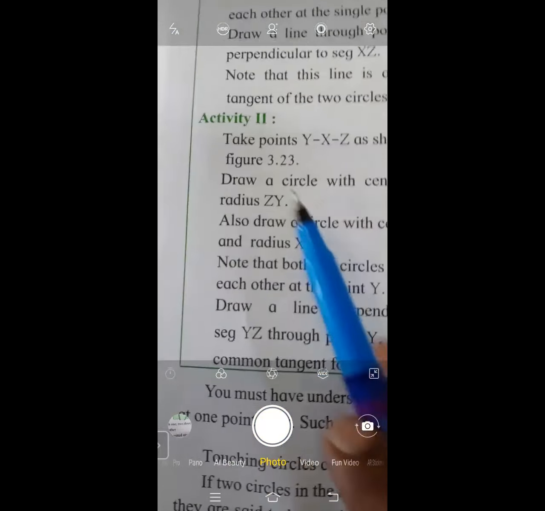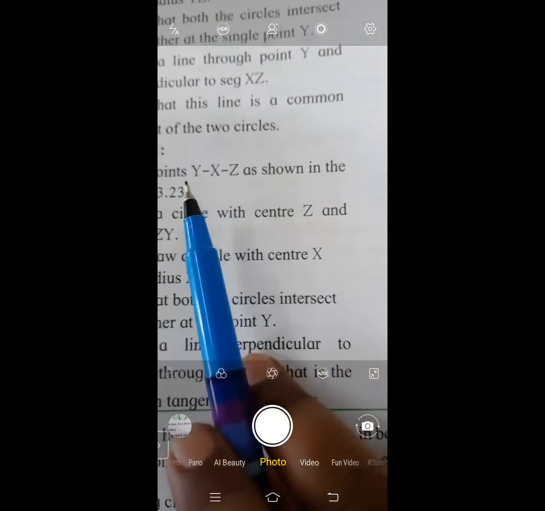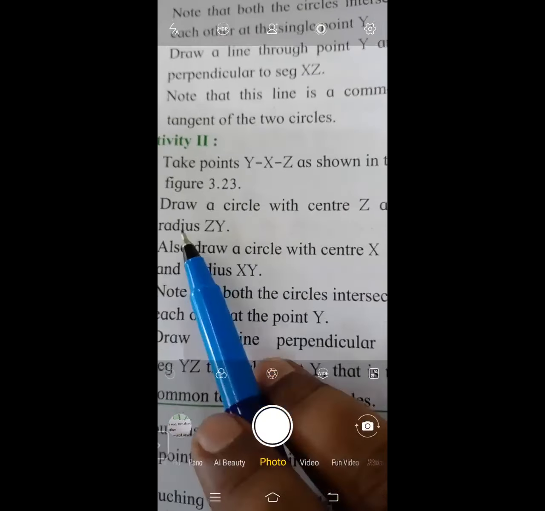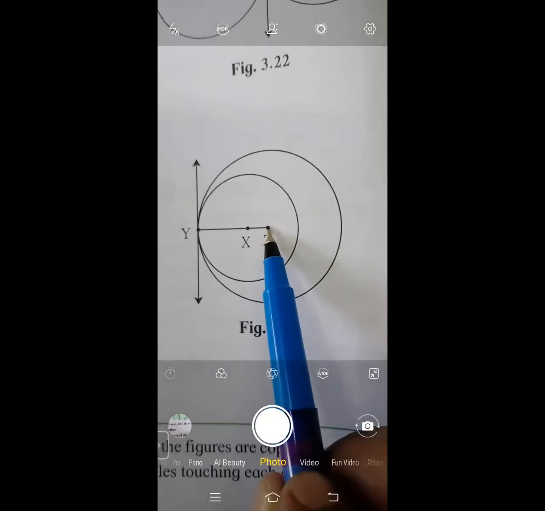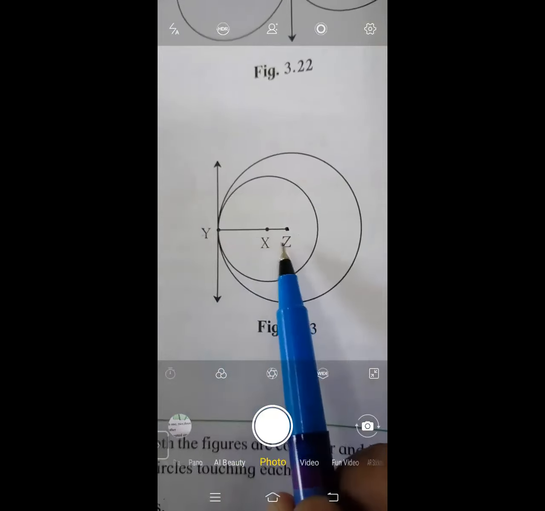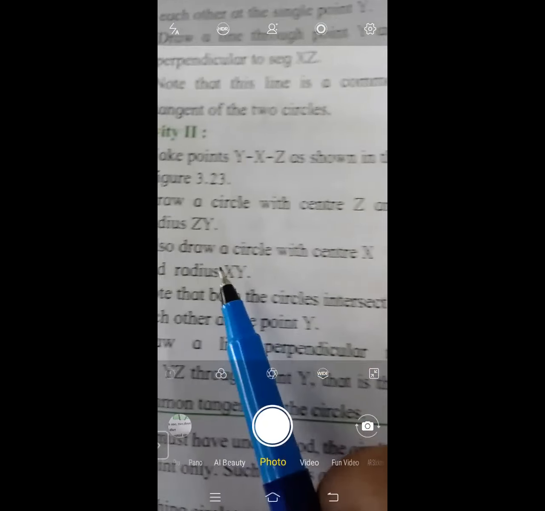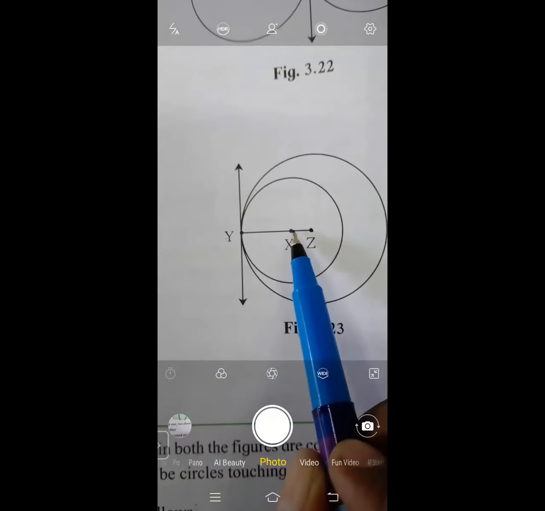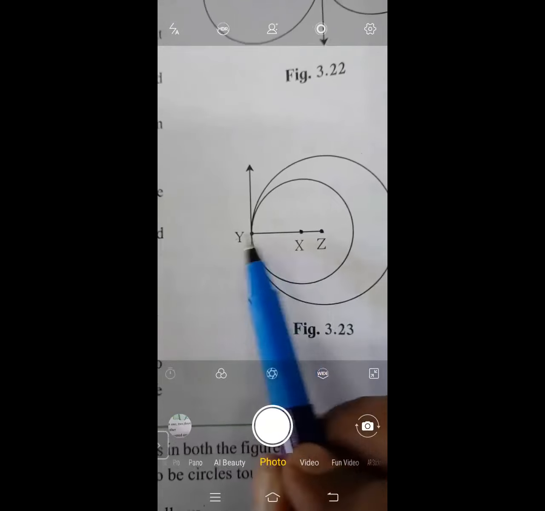Now we will see the second activity. Take points y, x, z. They have just changed the sequence of the points. It is y, x, z for this second activity. Draw a circle with center z and radius zy. We have drawn a circle with radius zy. The outermost circle we have drawn first. Also draw a circle with center x and radius xy. Now this is our another center of the circle which has radius xy.